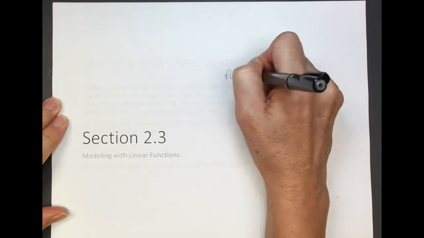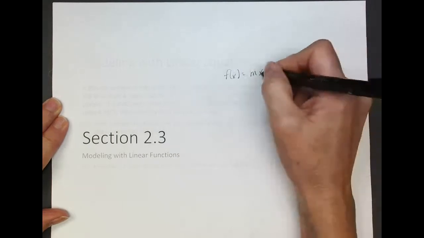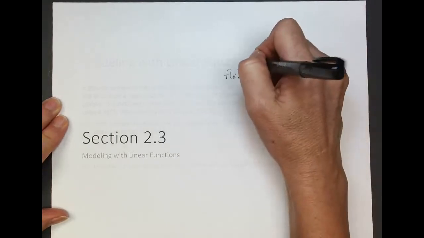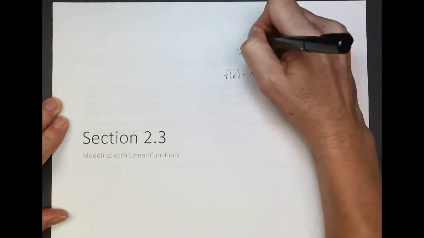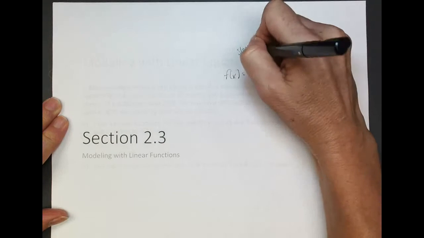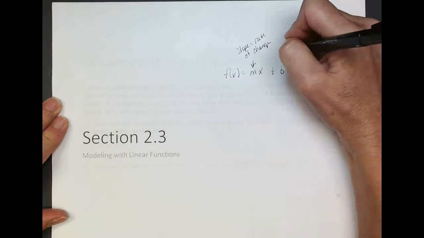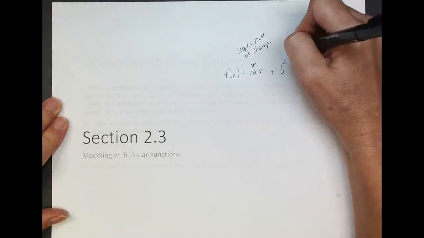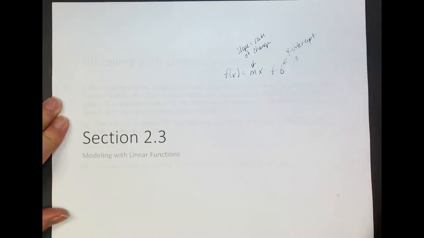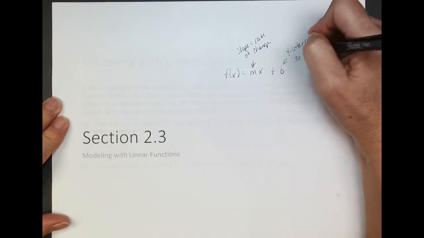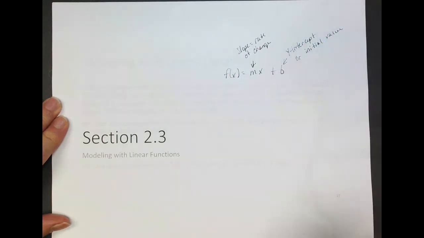f of x equals mx plus b, where x, of course, is the input, m, of course, is the slope or rate of change in your function, and b, on the graph, that would be your y or vertical intercept, or you could consider this your initial value in a function. All right.